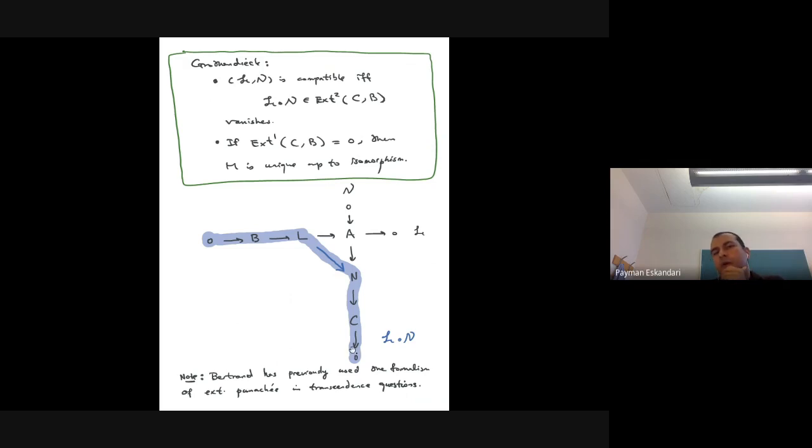Moreover, if the group of extensions of C by B is trivial, then in fact the object that is attached to the pair is unique up to isomorphism. So in that case, you're getting a canonical object attached to the pair. I have a little comment here: the idea of using these blended extensions in transcendence questions already appears in some works of Bertrand.